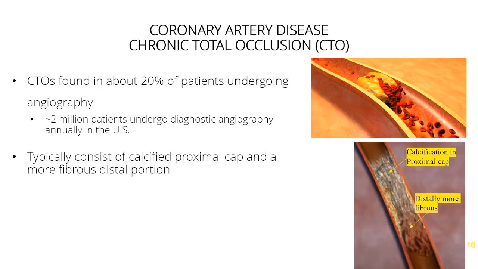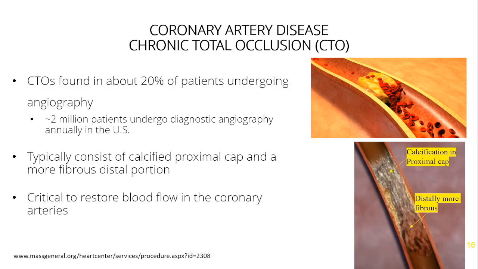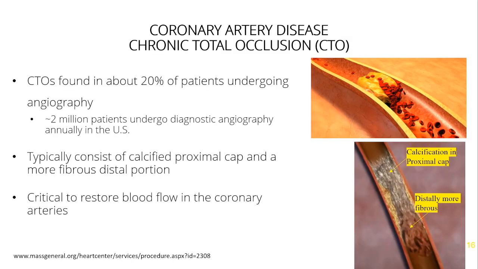So for the second part, what would you do for completely occluded lesions? So there's no way to get across it. This is called a CTO. CTOs are found in about 20% of the patients undergoing angiography. There are about 2 million patients that undergo diagnostic angiography annually in the US. Typically, they consist of a completely calcified proximal cap and a more distal fibrous region. Once they're found in the angiography, it's critical to restore the blood flow.